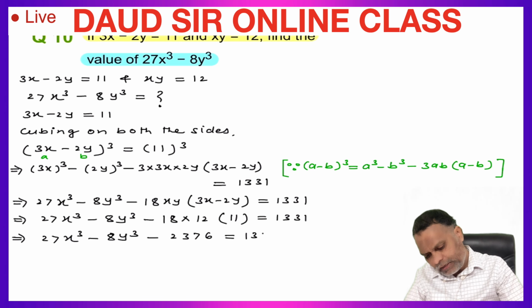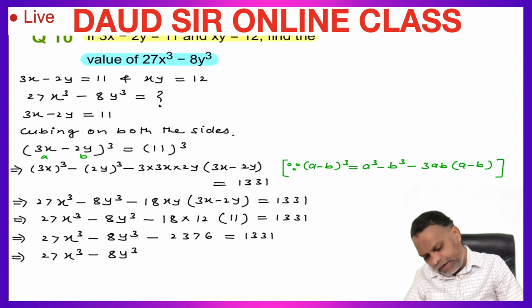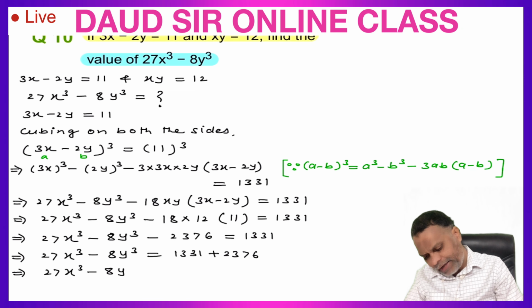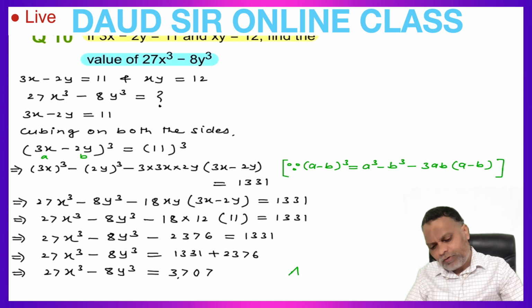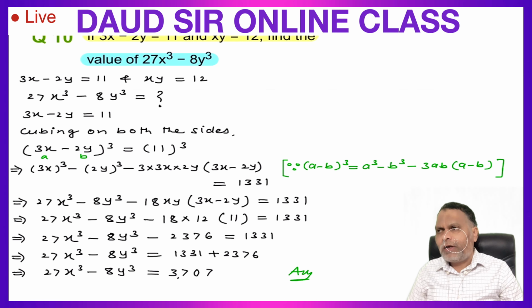Is equal to 1331, which implies 27x cube minus 8y cube, and shift this negative term this side, 1331 plus 2376, which implies 27x cube minus 8y cube is equal to 7 plus 1 is 8... adding, we get 3707. 3707 is the required value of 27x cube minus 8y cube.